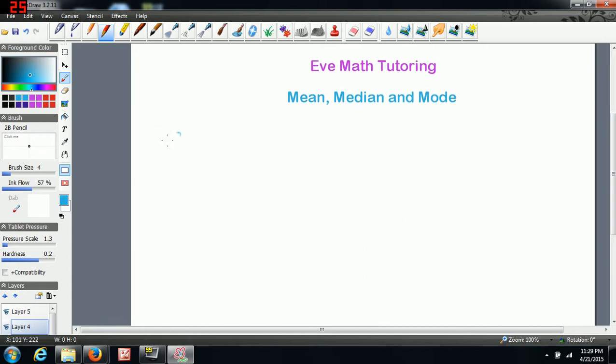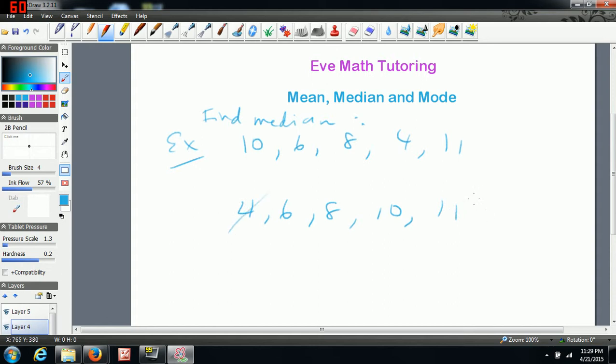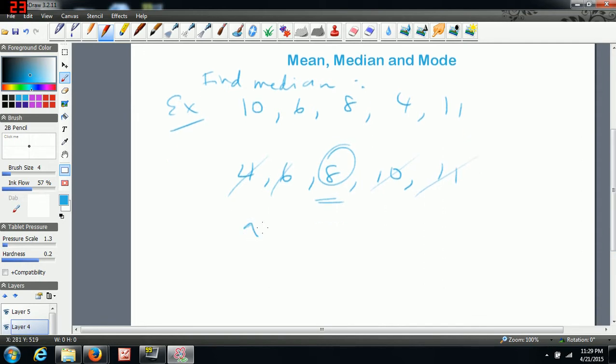Say you're asked to find the median of the following. So again, if this is a question where you're asked to find the median, the first thing you have to do here is rearrange them from least to greatest. So 4, 6, 8, 10, and 11. Once you do that, you can start canceling from both sides, and you'll see that your median is the number 8. Okay, so in that case, our median is equal to 8.